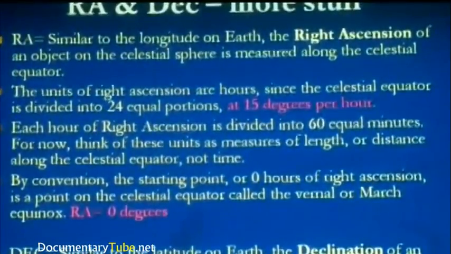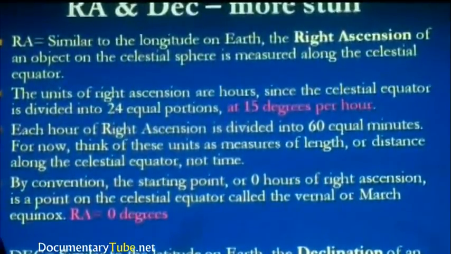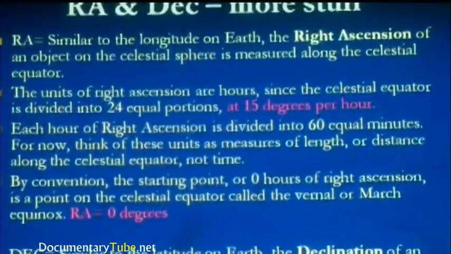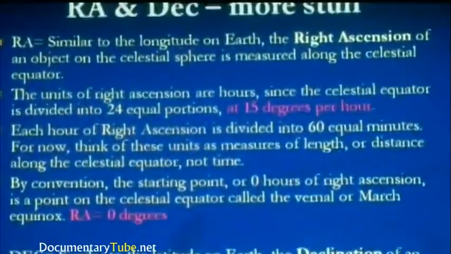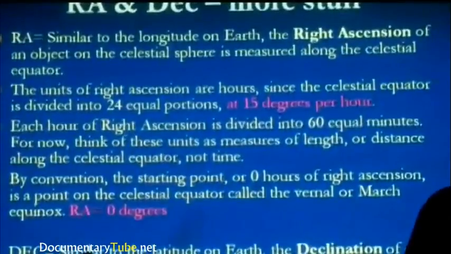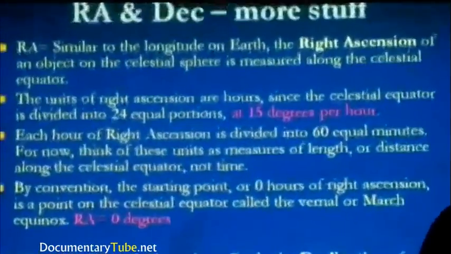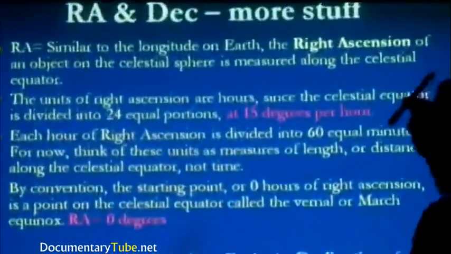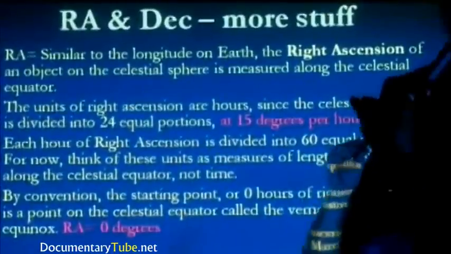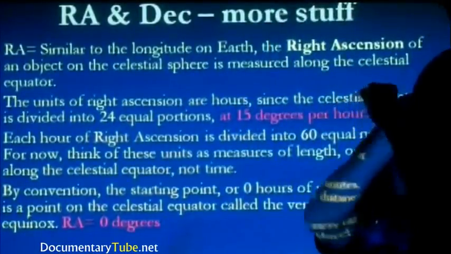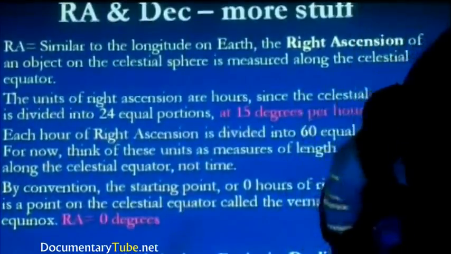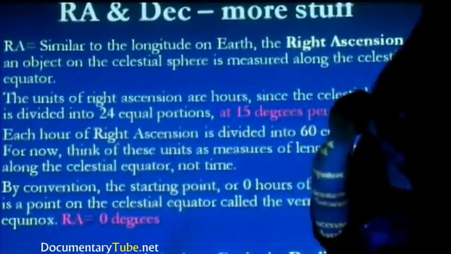By convention, the starting point, or 0 hours of right ascension, is a point on the celestial equator called the vernal or March equinox, where right ascension equals 0 degrees. There are 2 times a year that we have an equinox. One is called the March equinox, and the other is called the autumnal equinox. Everybody knows that the Earth is tilted. The axis of the Earth is tilted relative to the rest of the solar system. So as the globe revolves around the sun, it's going to be at a tilted axis like this. If my fist were the sun, twice a year this axis neither leans towards the sun nor away. It is exactly neutral twice a year, once during the autumn and once during the vernal equinox in March.